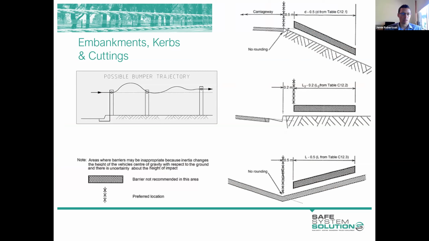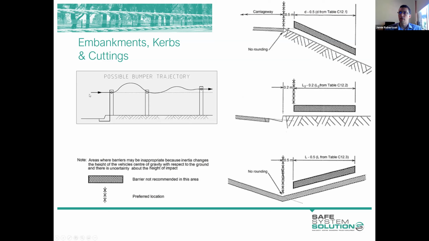Embankments, curbs and cuttings, so changes in grade adjacent to the road. You need to be mindful of these when you're locating your barrier. And that's because the trajectory of a vehicle is altered by these features. So here we have the bumper trajectory of a vehicle crossing a curb. And this effect is more severe with the more severe curb type that we have.